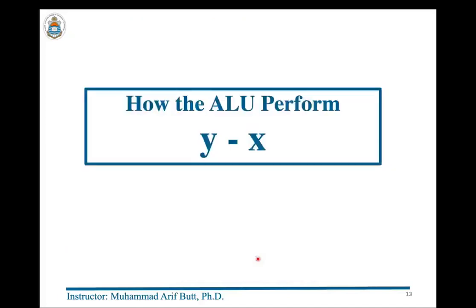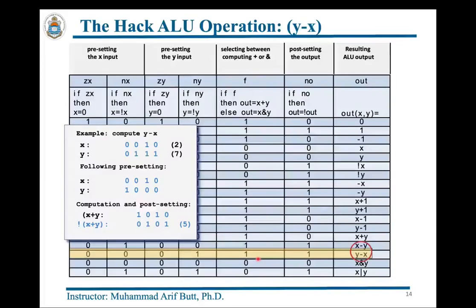Let me give you another example in which we will see how the Hack ALU performs the y minus x operation on the two 16-bit input values. In the table for y minus x, the control inputs are 0, 0, 0, 1, 1, 1. Let me take sample values. Let's suppose that x is 2, whose 4-bit binary representation is 0, 0, 1, 0, and y is 7, which is 0, 1, 1, 1.